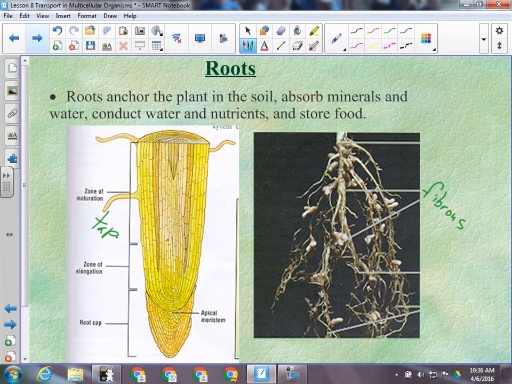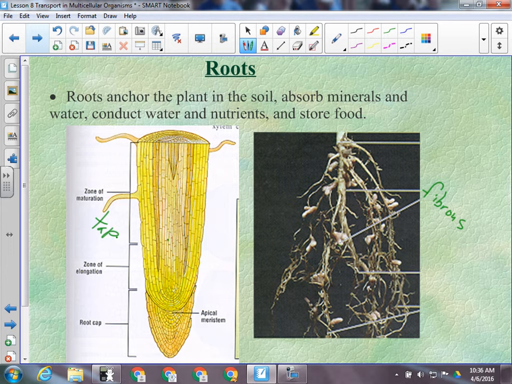Grass, fibrous roots. Beans, fibrous roots. In fact, these are the roots of a bean plant. Taproots, like we said, carrots and turnips and things like that. Advantages of a taproot: they can store energy, a lot of it. That's why we eat lots of plants that are roots, carrots and beets and turnips. They store a lot of energy in the roots. Fibrous roots give you more surface area to acquire water, and they tend to anchor you down a little better than a taproot.